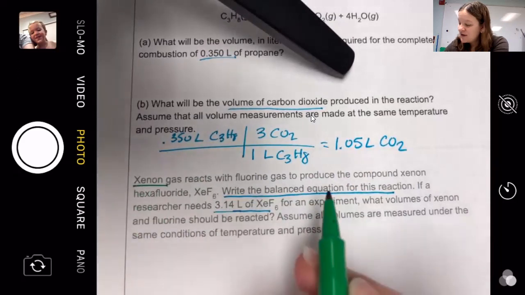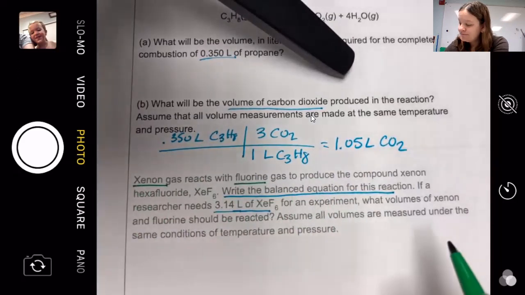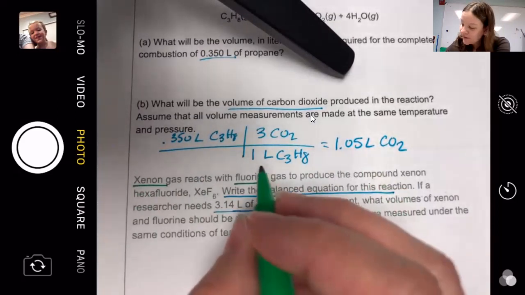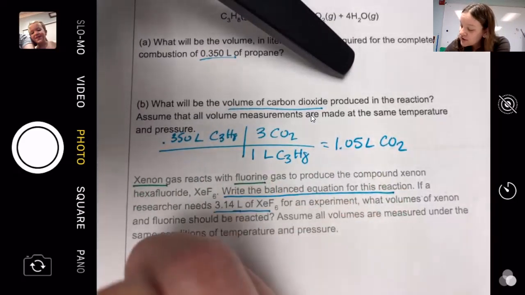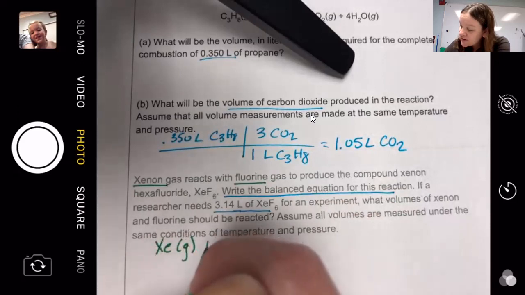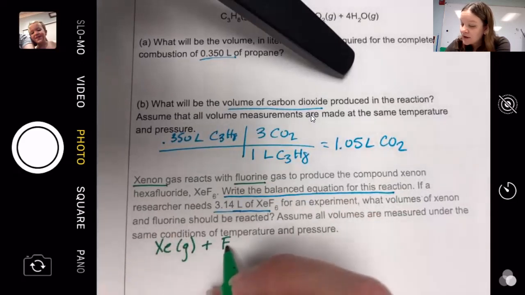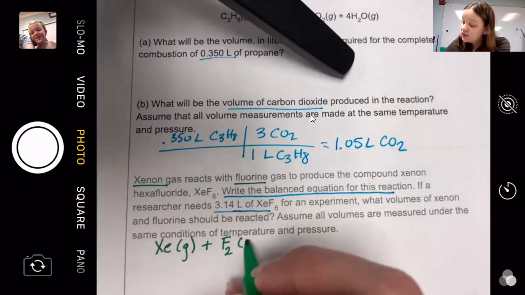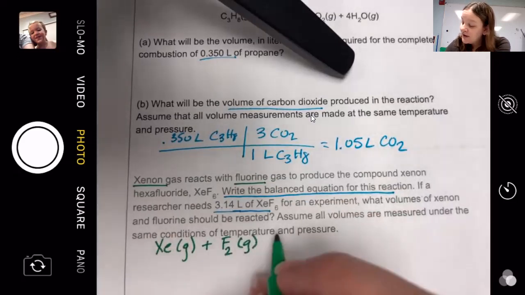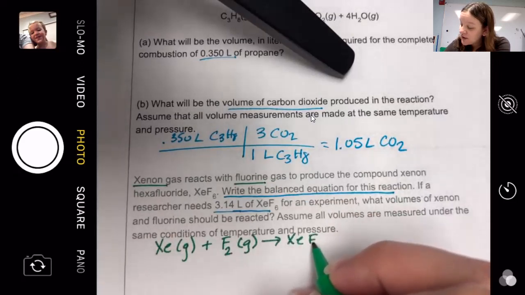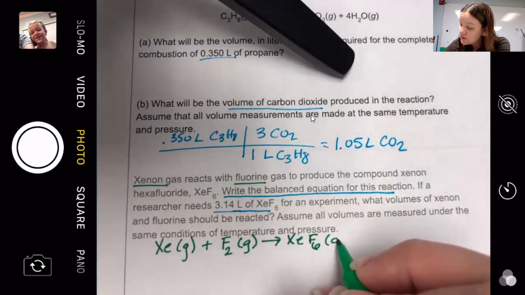All right, so xenon is reacting with fluorine. So my equation, I have xenon as a gas plus fluorine. And remember, fluorine was diatomic, so it's F2. And that is going to produce xenon hexafluoride, XeF6, also as a gas.